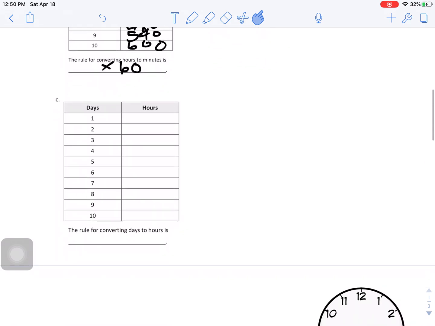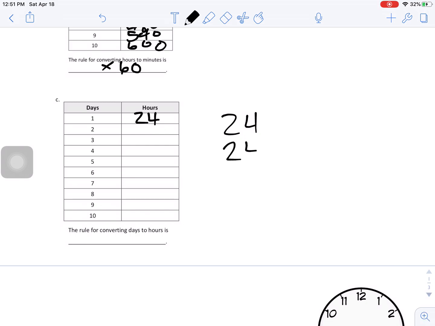Another unit of measurement that we're going to use is days to hours. So we know that in one day, the hour hand has to go around the clock 24 times, for 24 hours. There's 24 hours in one day. If I wanted to know how many hours were in 2 days, one day is 24 hours, another day is 24 hours, add them together, that would be 48. Or I could just repeatedly add 24, which is multiplication. So 24 plus 24 was 48.